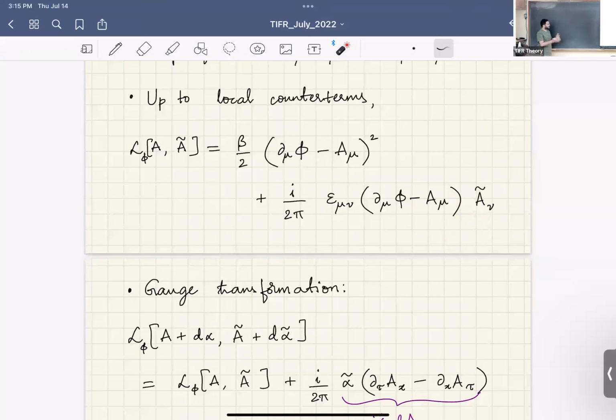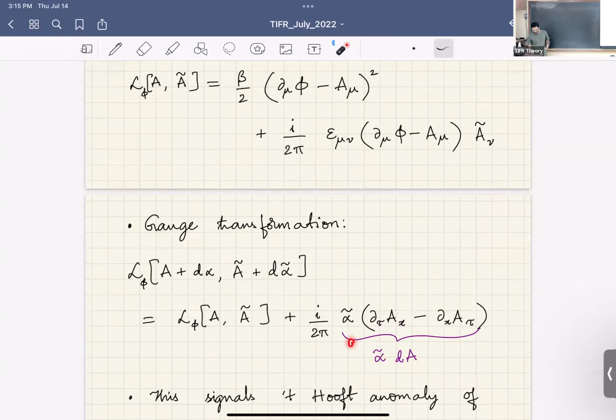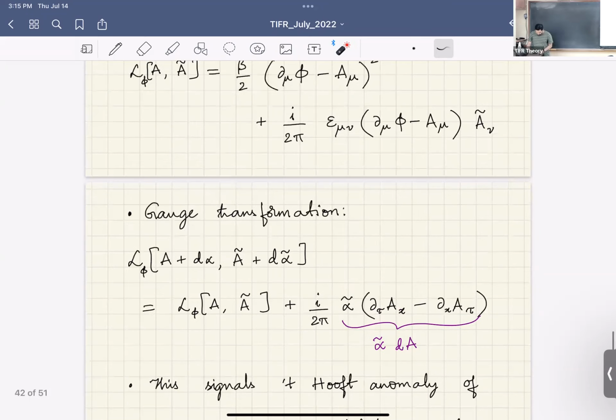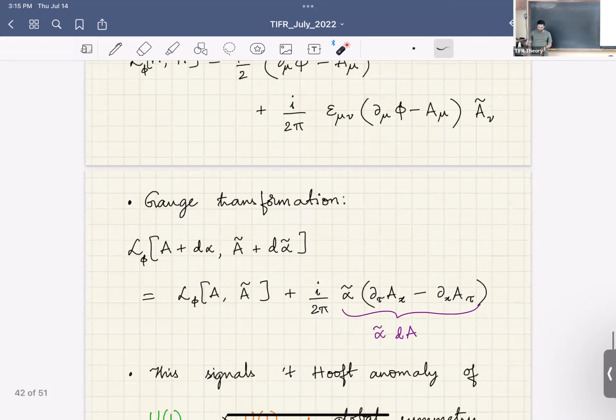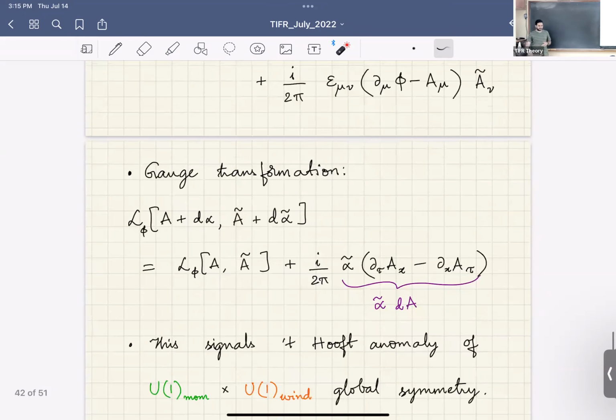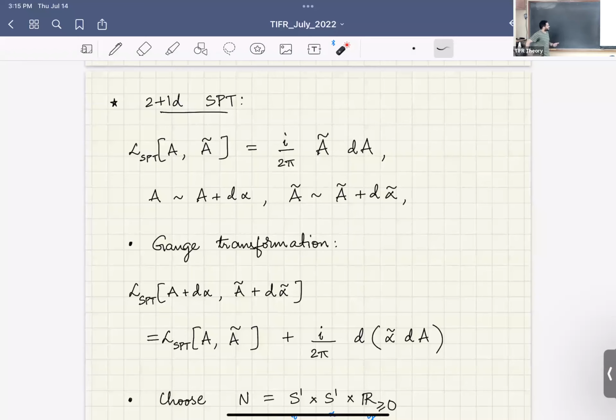Yeah. So you can always shift which gauge parameter appears here by adding local counter terms. You can shift it to alpha, but you cannot get rid of this term. And so there is an SPT action in 2 plus 1 dimension, which can cancel this anomalous gauge transformation. And the action is given by this.